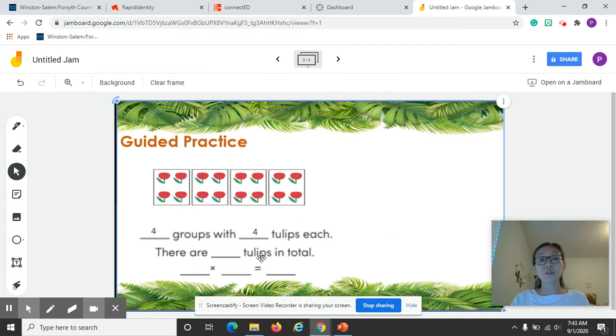How do I know the total number of tulips? You're right, you've got to count them off. Let's begin with the first one. 1, 2, 3, 4. So I'll put number 4 on top of it. Now, having 4 on top of my head, I'm going to add another 4. 5, 6, 7, 8.